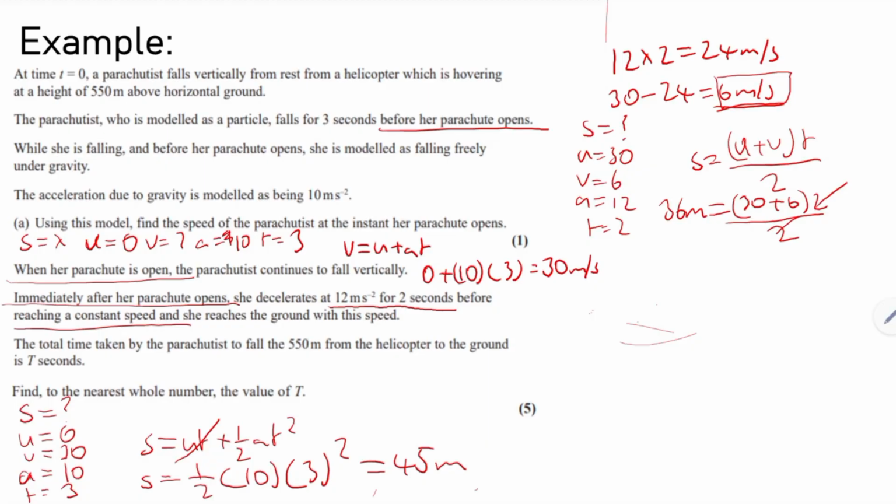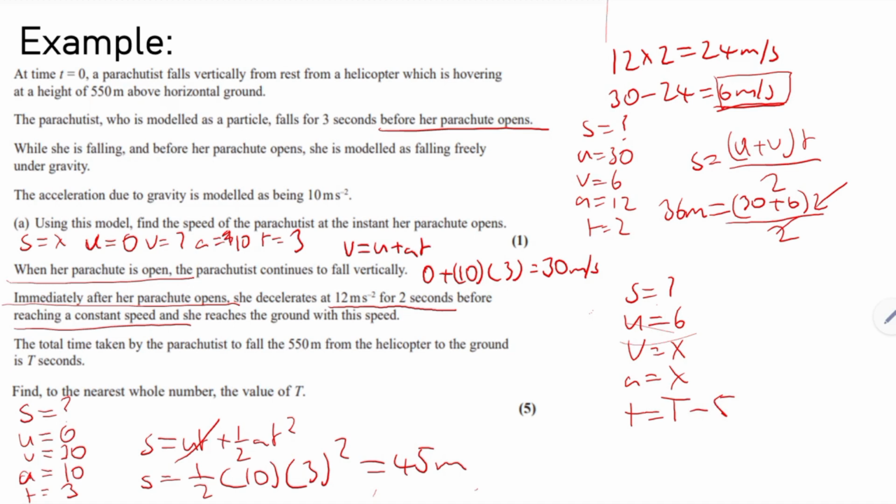So now we are going to be going over the last portion of her journey, which is the constant speed until she reaches the ground. We need to do SUVAT for that. So S we don't know, U will equal 6, as this is the velocity she has from before, and she is at that constant speed until she reaches the ground. V we don't need to know, A we don't need to know either, and T will equal T minus 5.